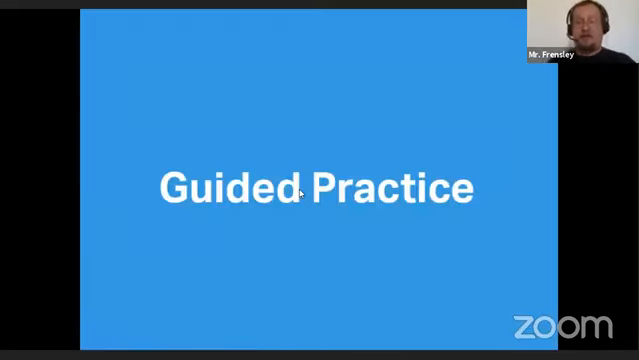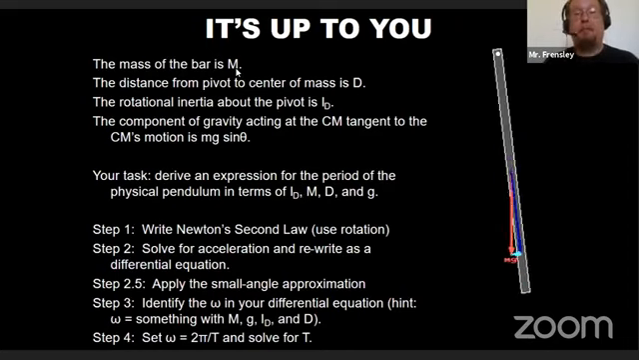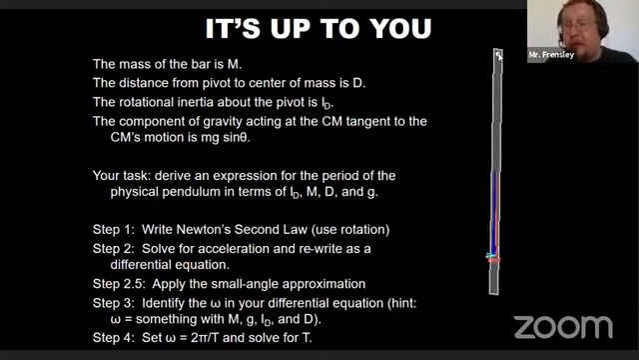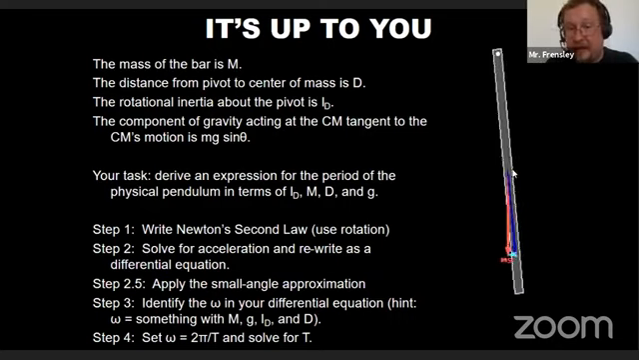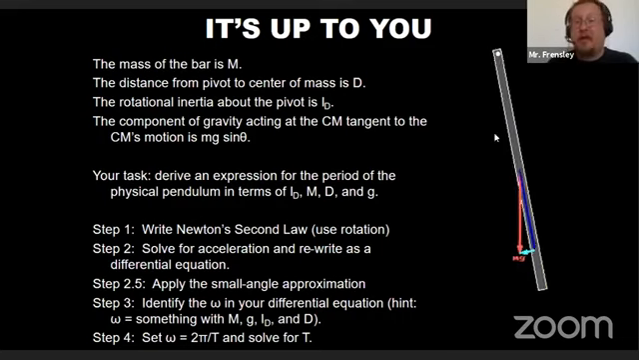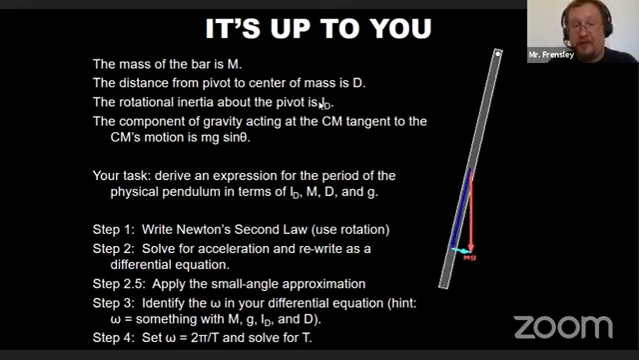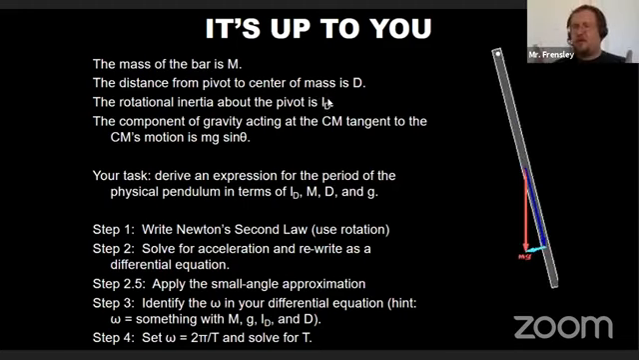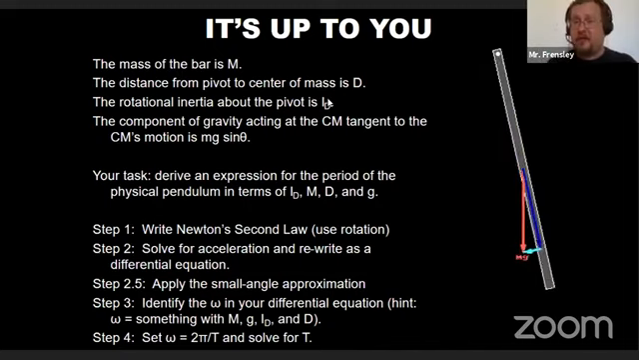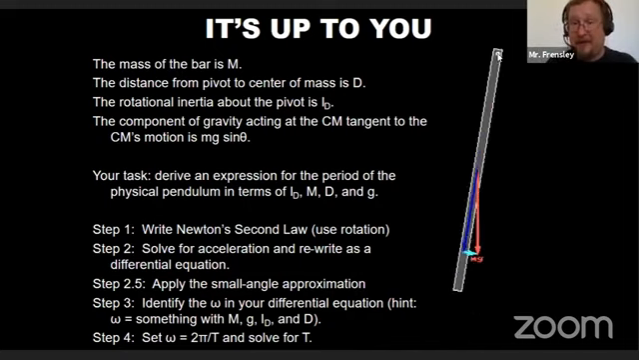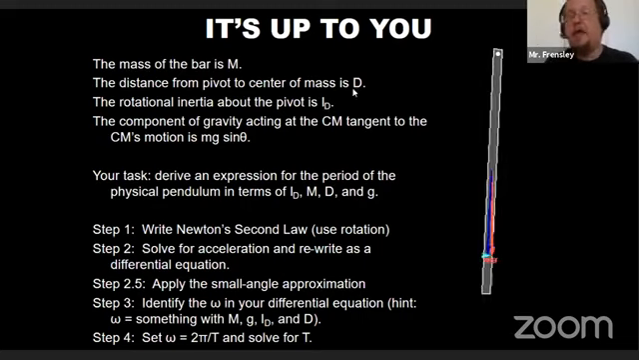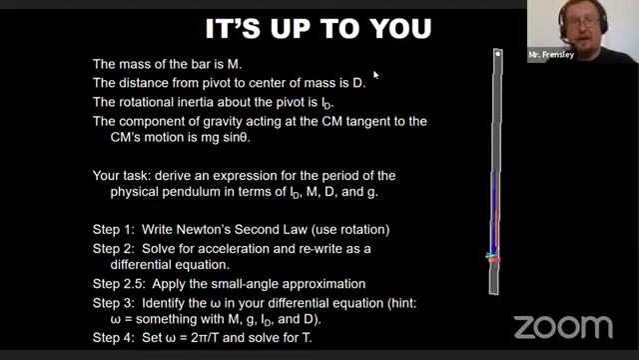All right, here's your last guided practice of the day. This is it. The bar's mass is M. The distance from the pivot to the center of mass is going to be D. That's the distance from the pivot to the center of mass. And the rotational inertia is going to be called I subscript D. Remember, the rotational inertia depends on where you pin down the object. So in this case, this rotational inertia depends on where this axis is. So we just call it I subscript D to say that's the rotational inertia when you pin down a distance D from the center of mass.